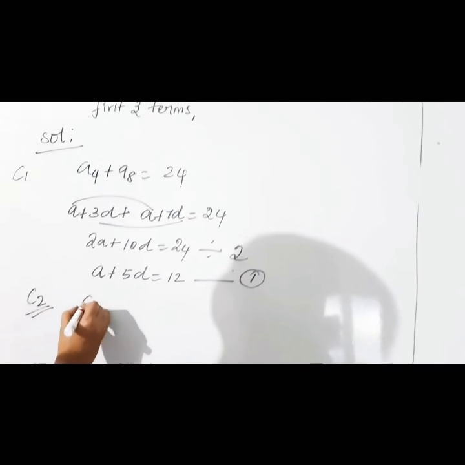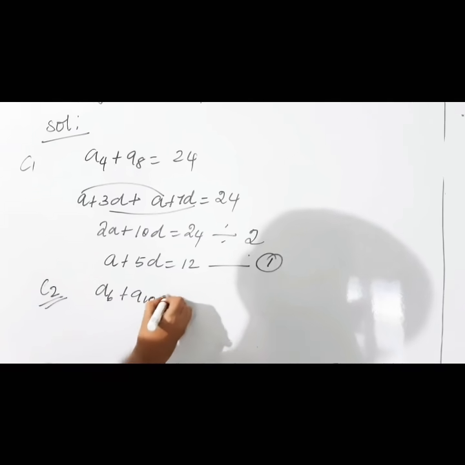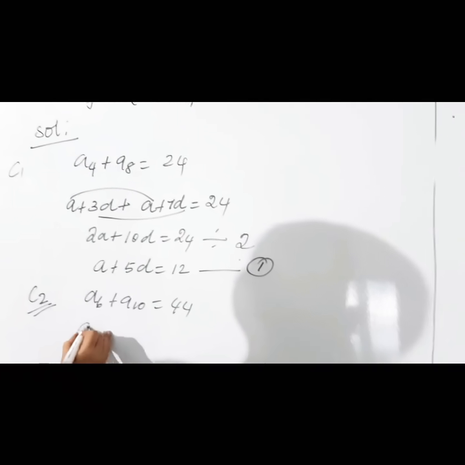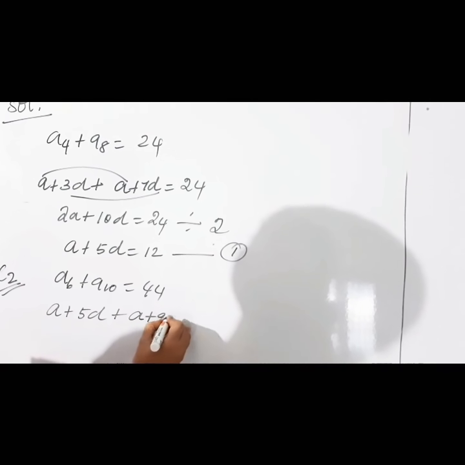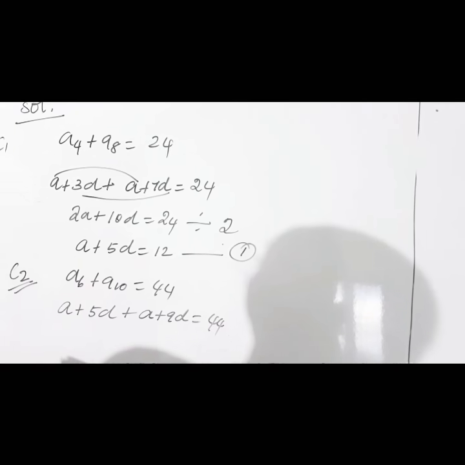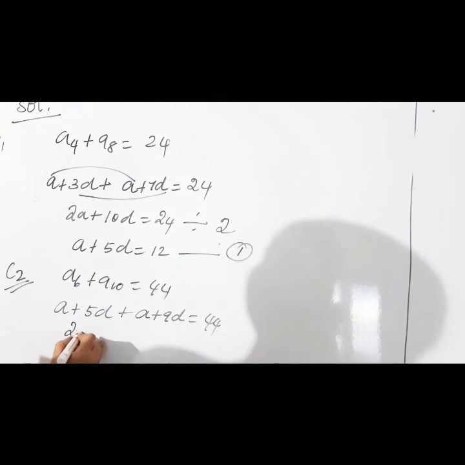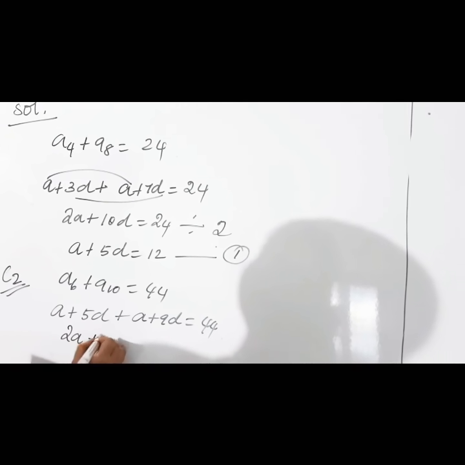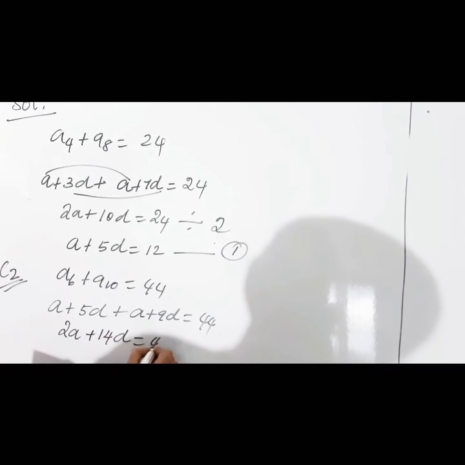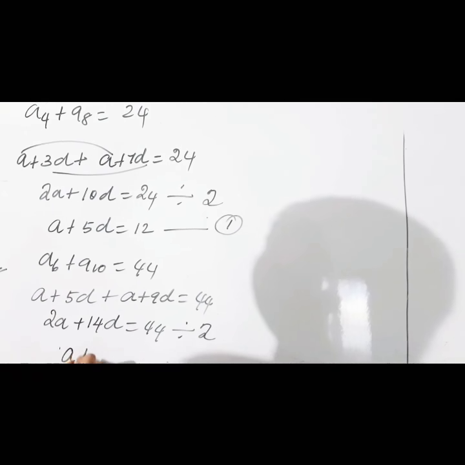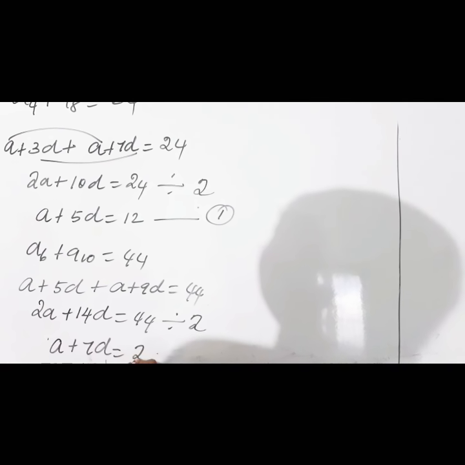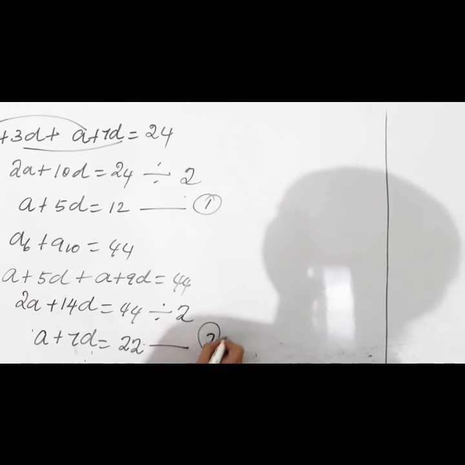Condition 2. A6 plus A10 is equal to 44. We write A6 as A plus 5D and A10 as A plus 9D, equal to 44. A plus A is 2A, 5D plus 9D is 14D, equal to 44. Again divide this equation also by 2. What will we get? A plus 7D is equal to 22. Equation 2. Solve equations 1 and 2 to get the values of A and D.